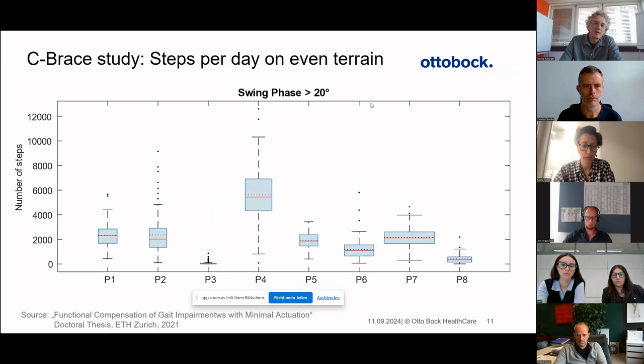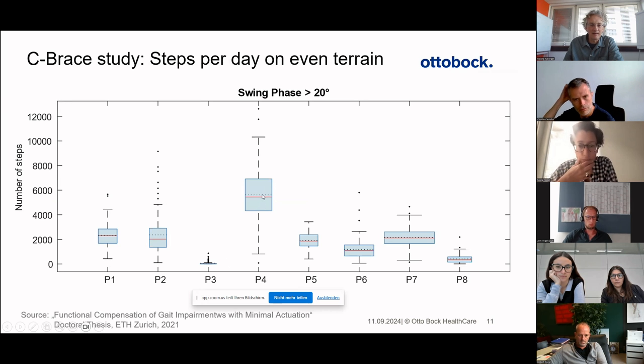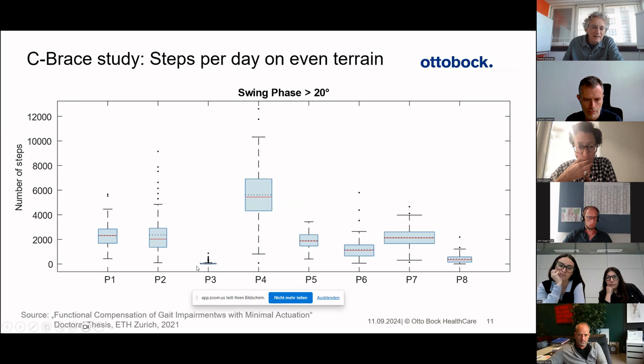Next big question was, how many steps did they do on even terrain? That's why we counted the steps that had swing phases with more than 20 degrees. And you see big variation in the data here. We have one big outlier that does way more steps than everybody else. She was a very active person. And here we have patient number 3. It looked like she did no steps at all. But we figured out that this was not the case, as you will see later.